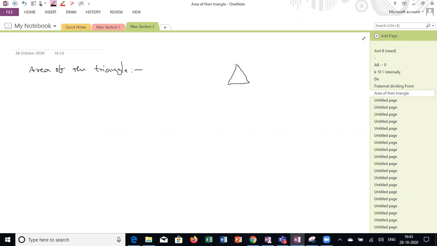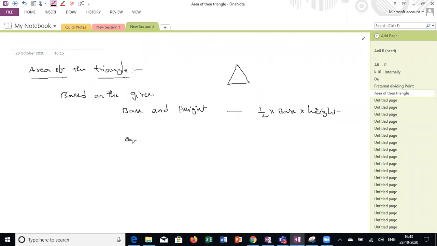Generally, what is the formula for the area of a triangle? The area of a triangle can be calculated based on the given data. Suppose I am given the base and height. What is the formula? Half into base into height. If it is an equilateral triangle, we have a separate formula. What is the formula for an equilateral triangle if I give the sides? Root 3 by 4 a square.